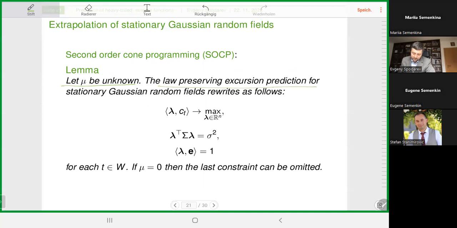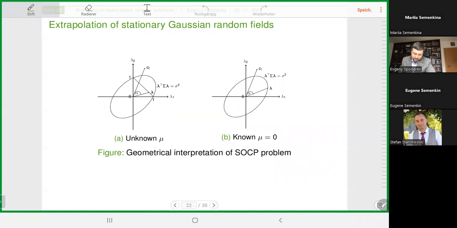So we have a linear programming problem here, but which is subject to two constraints. One of them is the so-called ellipsoid constraint, which stems from the property that the variance of the prediction must be equal to sigma squared. And the second one is a linear constraint, which stems from the condition that we have to preserve the mean. You know that Gaussian random processes are governed by these two properties. That's why we are done. And this programming is actually in literature called a second order cone programming. And the geometric interpretation is quite clear. So we have the ellipsoid, the constraint ellipsoid, which is given this way. And we have the simplex, which is our linear constraint.